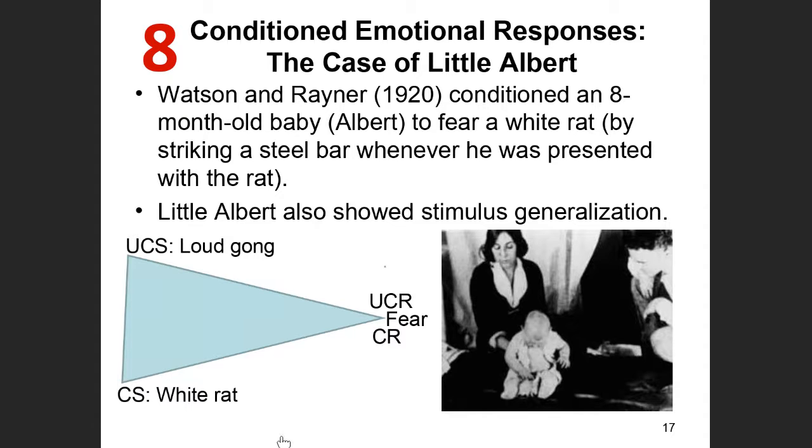and the child is now afraid of the white rat. And little Albert did what was called stimulus generalization, in that he was also afraid of other furry things, a dog, a monkey, and Watson put on a weird-looking mask that had fur on it. And so he became afraid of furry things.